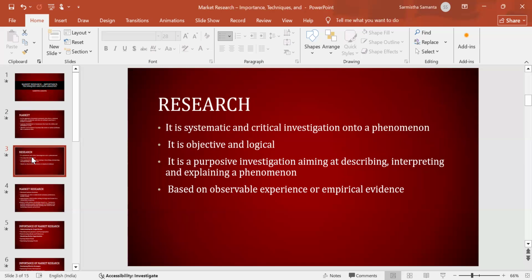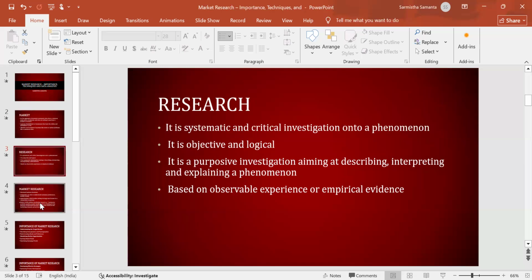Research is nothing which anybody cannot observe. It is always something any person can observe, what is actually going on. It also depends on empirical evidence, meaning from day-to-day life, from actual incidents, we can get the evidence for the research.